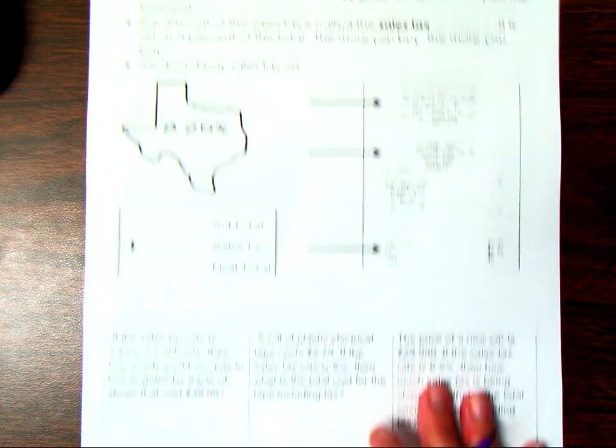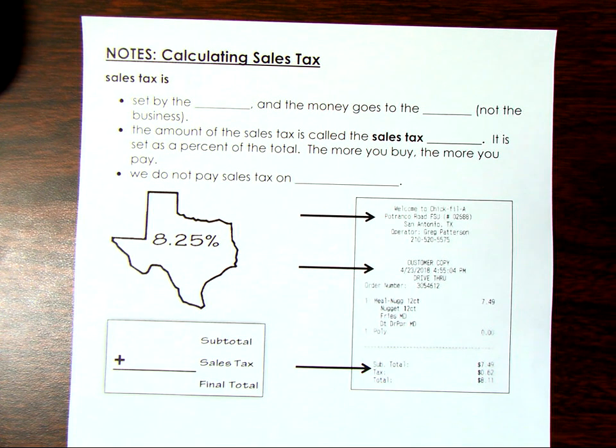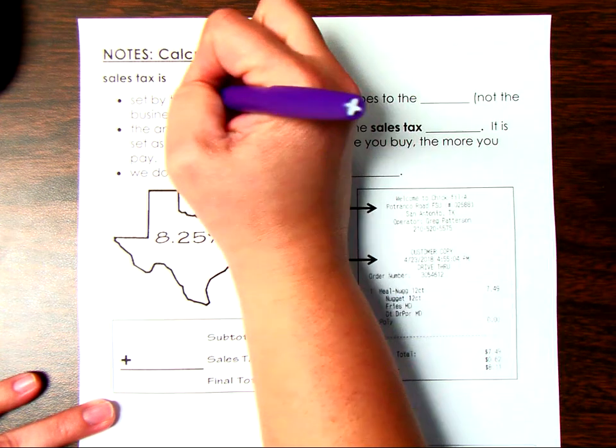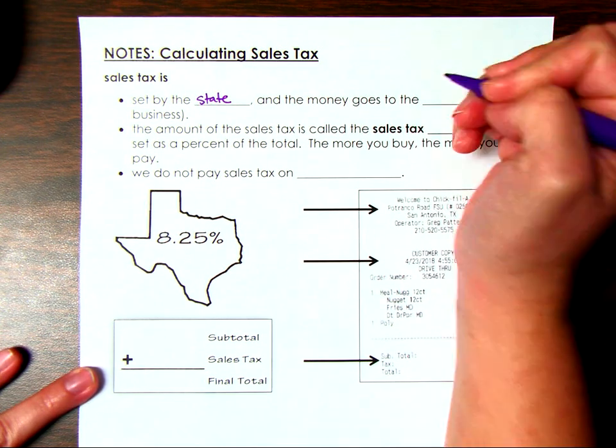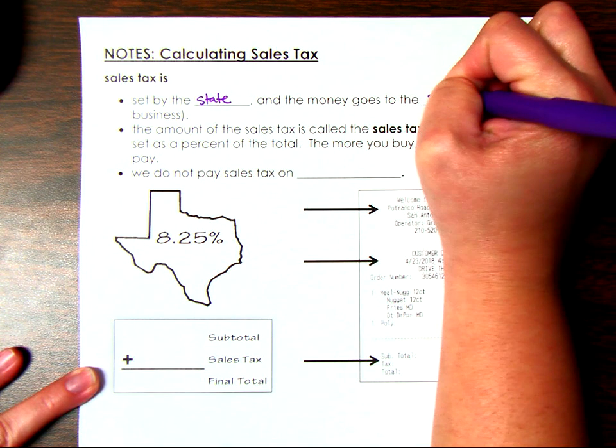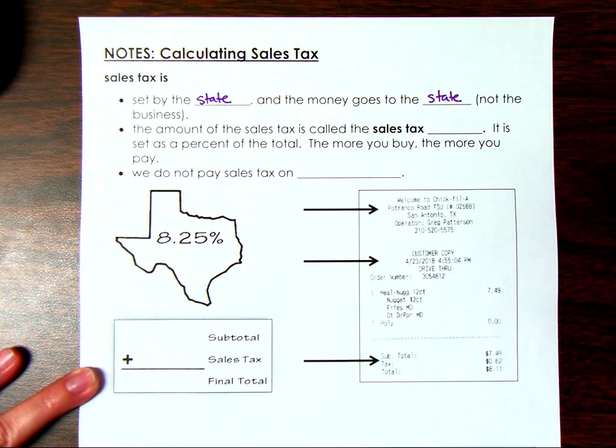Okay? So let's talk about that again. Kind of gave you a little bit of an example, but I want to make sure that y'all are clear with that. So sales tax is set by the state. So it varies from state to state. That money is going to go directly to the state and not the business. So the subtotal of what you're paying goes to the business. The tax is going to the state.